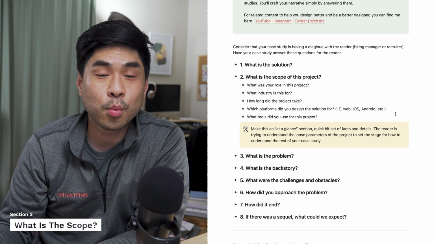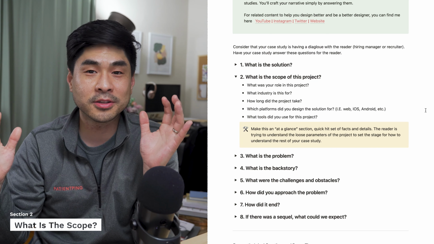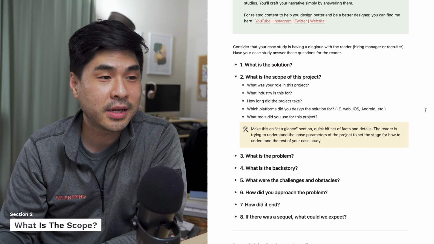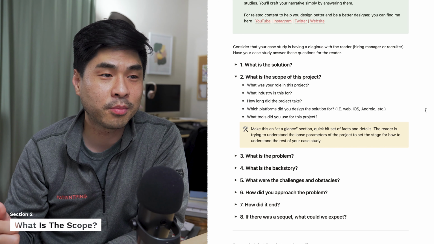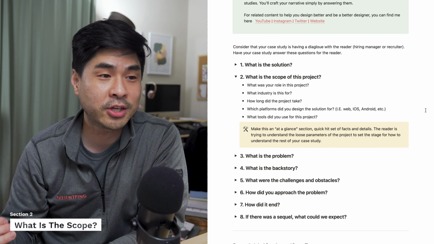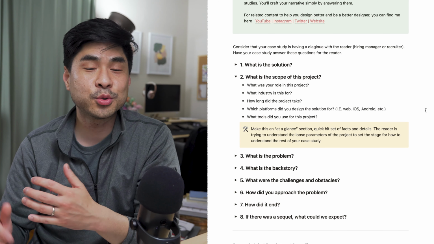The next section is, what is the scope of the project? Here, I'm trying to set boundaries for how to understand and digest the information you're going to provide me in this case study. And it's things like, what was your role in the project? Were you a part of a team? What industry is it for? How long did the project take? What platform was it for? And what kind of tools did you use?